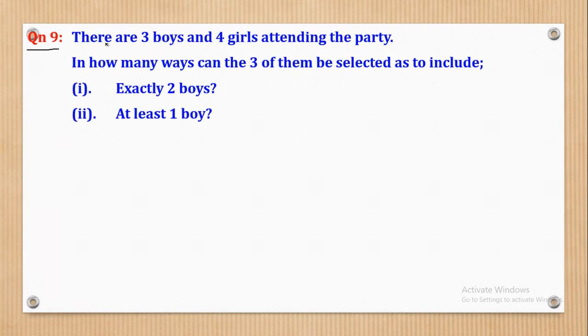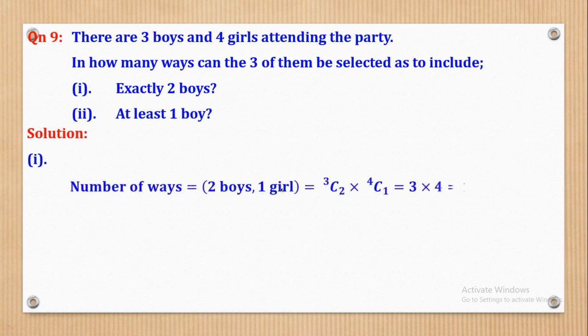Then question 9, there are 3 boys and 4 girls attending the party. In how many ways can 3 of them be selected so as to include exactly 2 boys? Exactly 2 boys, it means that you will select 2 boys and 1 girl. That gives you 3 combination 2 multiplied by 4 combination 1 to give you 12 ways.